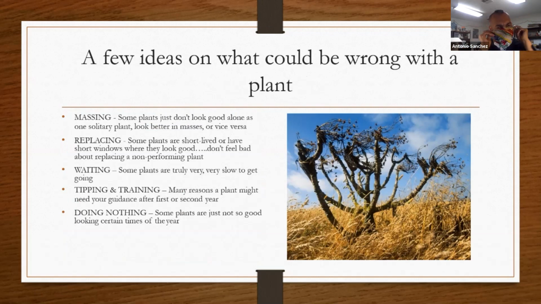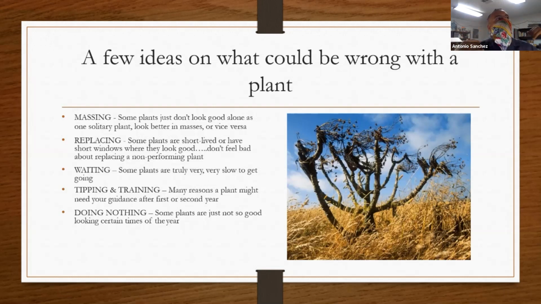What else could be wrong with your design? What else could be wrong with your garden? There may be plants that you planted too many of, like that monkey flower that just looks horrible. Or you planted just one and they look a lot better with multiples, right? Some stuff you just need to replace. We'll do it with lavender all the time and with sages. I hate to talk about replacing plants, but it's just the truth in our landscapes.